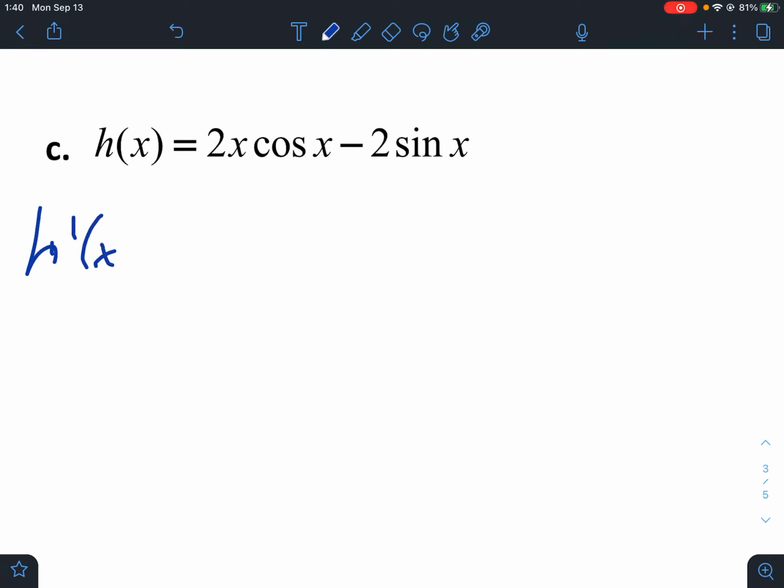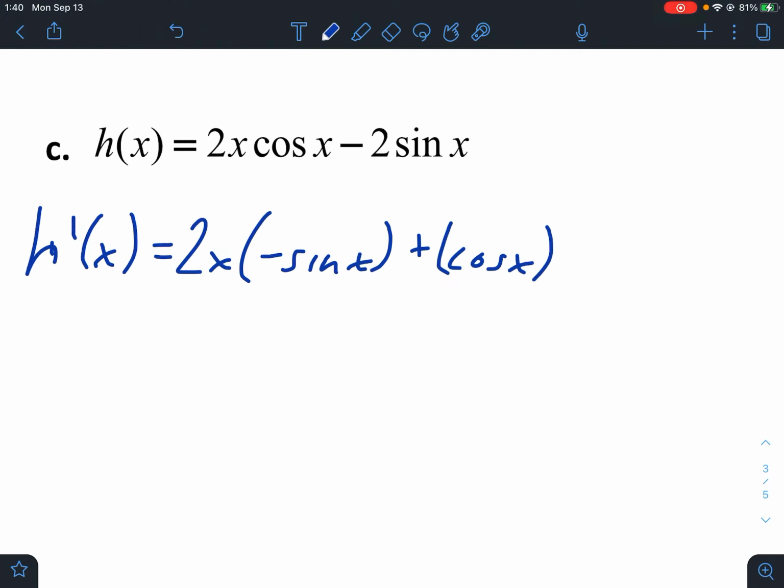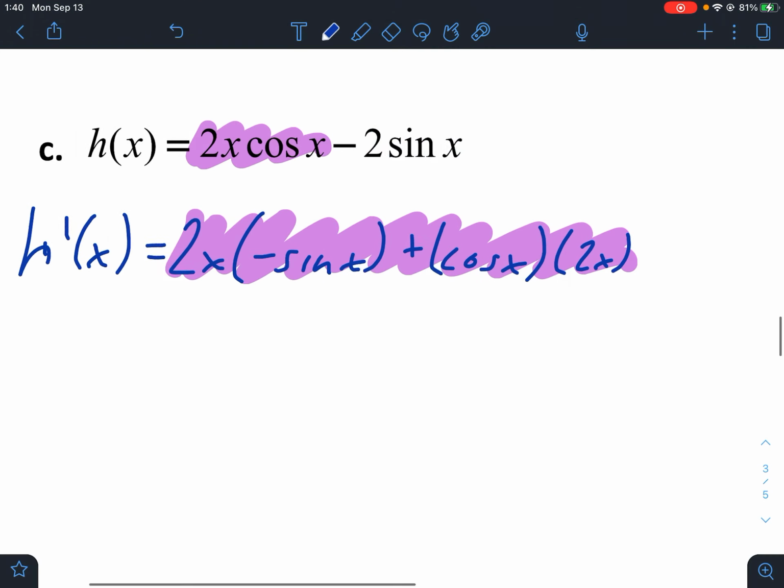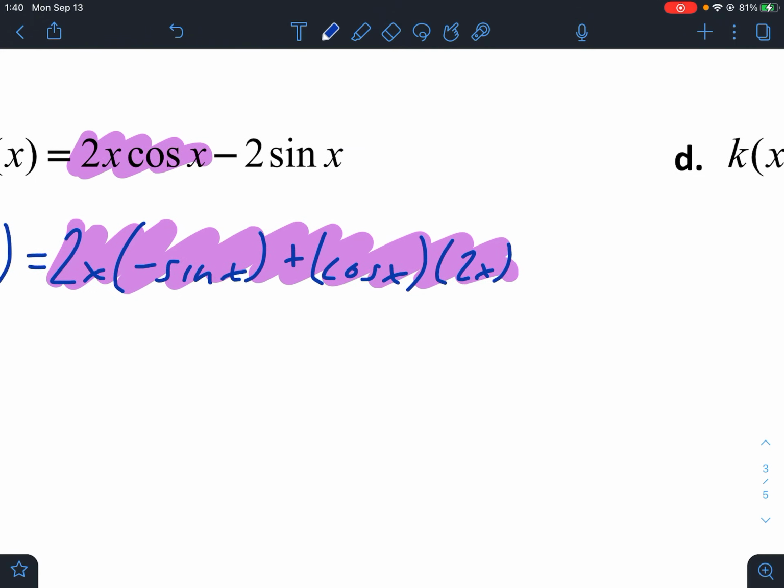So the derivative of h would be h prime, and we have first function 2x times derivative of the second function, negative sine x, plus second function cosine x times derivative of the first function, which is 2. And that is just the derivative of the first term. And then the second term, the derivative of negative 2 sine x would be negative 2 cosine x.